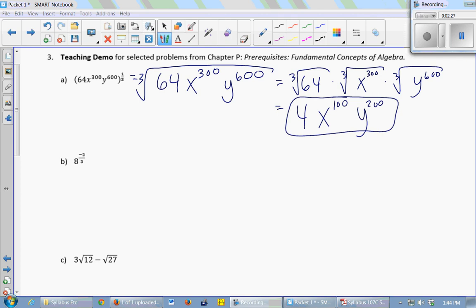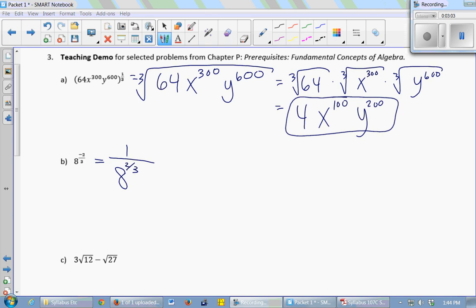Okay. 8 to the negative 2/3. So we're dealing with two things here, a negative exponent and a fractional exponent. So let's deal with one of the two things first. We'll deal with the negative. How do you deal with a negative exponent? Flip it. By flip it, I don't mean flip the exponent. I mean take the whole thing and put it in the denominator. So the exponent stays 2/3, it just is now positive. So instead of 8 to the negative 2/3, we get 1 over 8 to the positive 2/3.